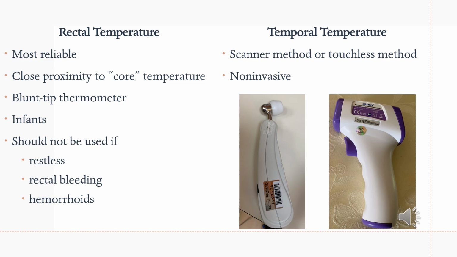There are two types of methods for taking a temporal temperature: the scanner method and the touchless method. The scanner method is more precise compared to the touchless method, but both are non-invasive, quick, and simple ways to measure the body temperature. The scanner method operates by balancing the temperature of tissues warmed by arterial blood behind the ear with tissues cooled by heat loss from the forehead. Temporal temperature readings are typically accurate within 1 degree Fahrenheit of oral temperature readings.